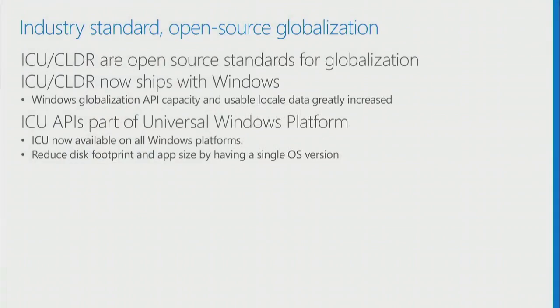Another thing that we've tried to make easier in Creators Update is globalization. So CLDR is a set of internet standards for date, time, all sorts of locale things. And then ICU is an open source API set that uses those standards. So starting in the Creators Update, we're now shipping ICU with Windows. That's going to greatly increase the globalization API support that we have and also the locale data. And you can use it on all of our platforms now because it's part of UWP.